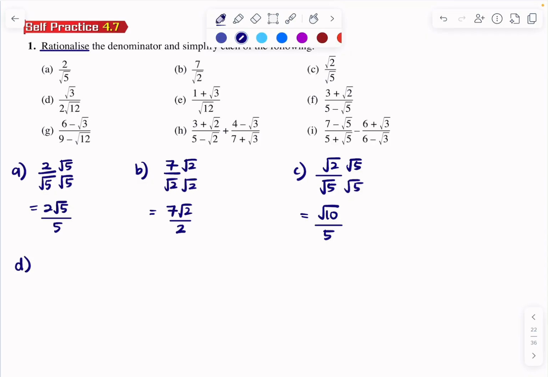D. Surd 3 over 2 surd 12. Here we just multiply by surd 12 enough. No need to times surd 2. You just multiply surd 12. On top will be surd 3 times 12, which is 36, over bottom here 2, and then surd 12 times surd 12 is just 12.